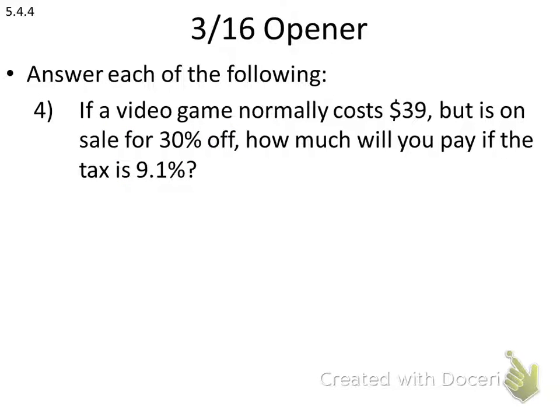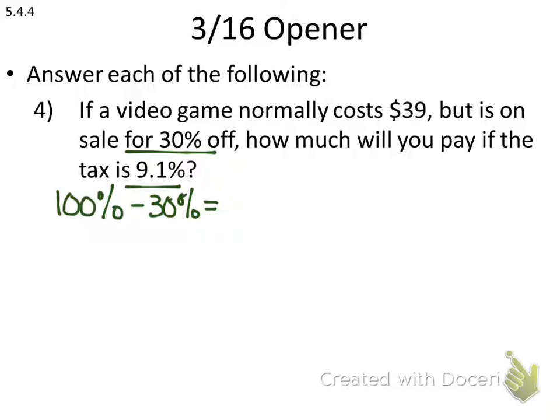It's the word problem. If a video game normally costs $39, but it's on sale for 30% off, and it's taxed at 9.1%, how much are we going to have to pay for that game? So earlier, I believe Zach told us in order to solve this problem, we're going to start at 100%. So with that 100%, I'm going to use my discount and my tax. So if I'm doing a discount, am I going to add or subtract 30%? So I'm going to subtract 30%.